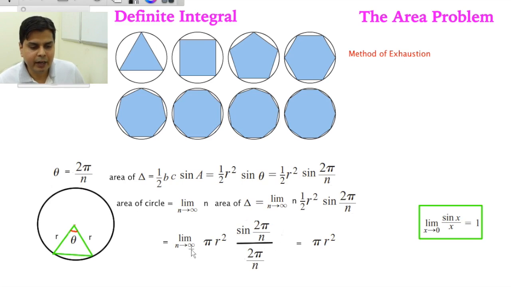Now you see, as n tends to infinity, what happens? This 2 pi by n will tend to 0. Now I can use this formula, limit x tending to 0, sin x by x is equal to 1. So this whole thing will go to 1. So I will get my area of circle as pi r square. This is a very simple derivation of area of circle using this method of exhaustion.